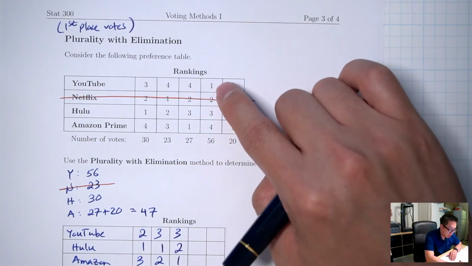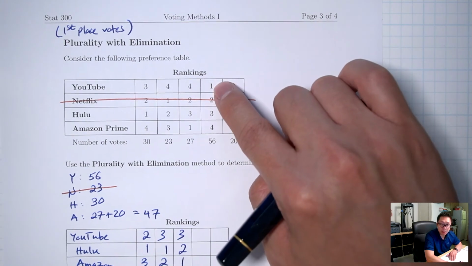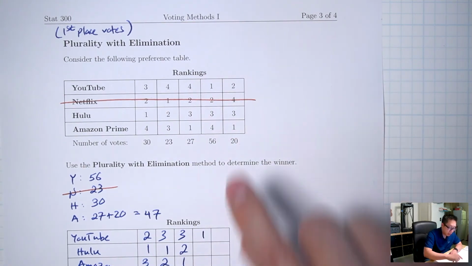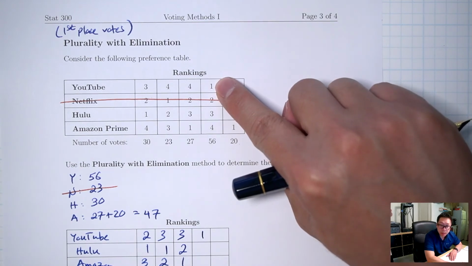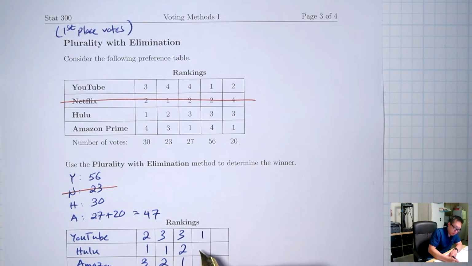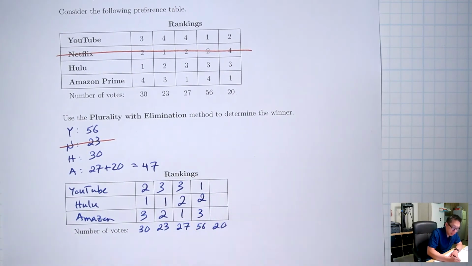56, okay, it's 1 versus 3 versus 4. So 1's going to be like the most. So they like YouTube the most. So YouTube gets 1. Next, after that, will be Hulu. So Hulu is going to get the 2. And then finally, Amazon will get 3.